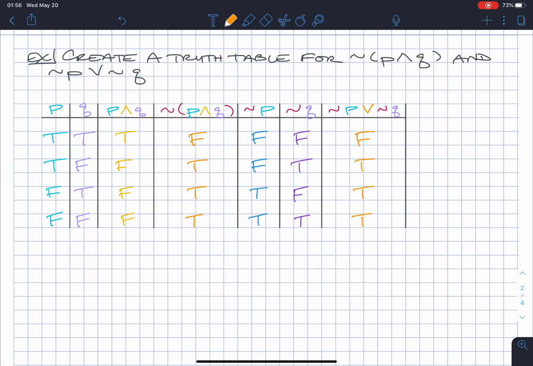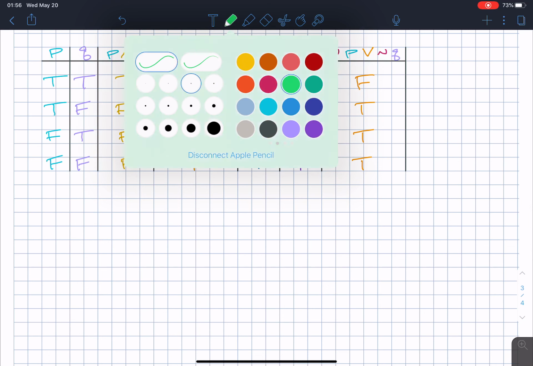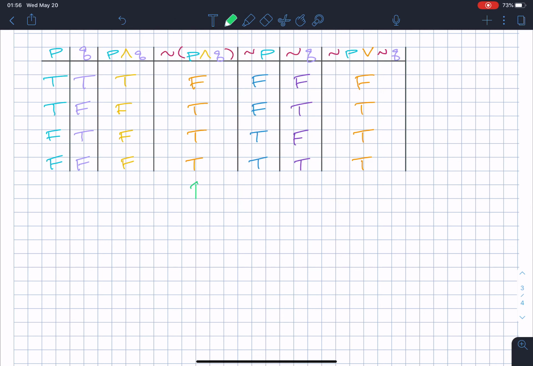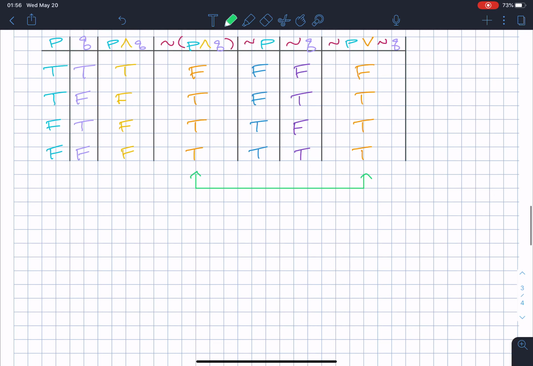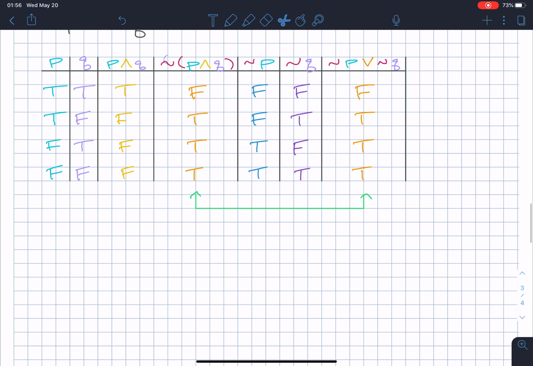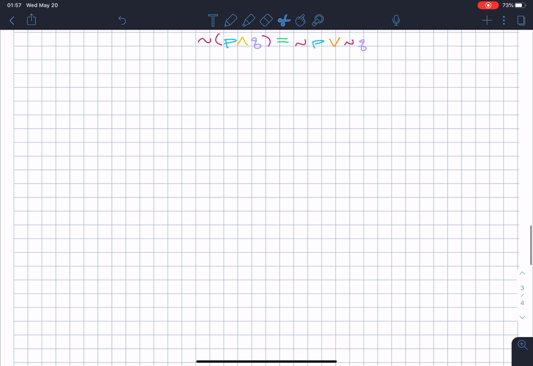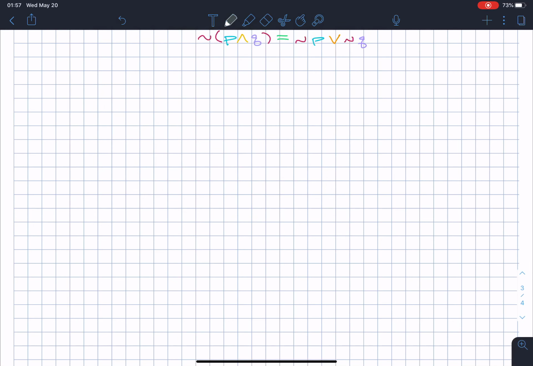Okay, what's interesting though is to look at the truth column here and the truth column here. Because it looks like not (P and Q) seems to be equivalent to not P or not Q. That's interesting. Okay, so that's the first example. Let's do another example.